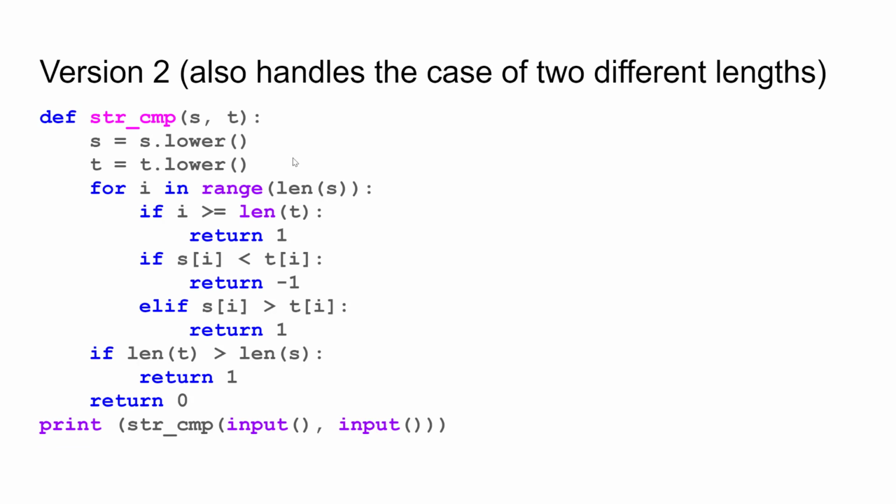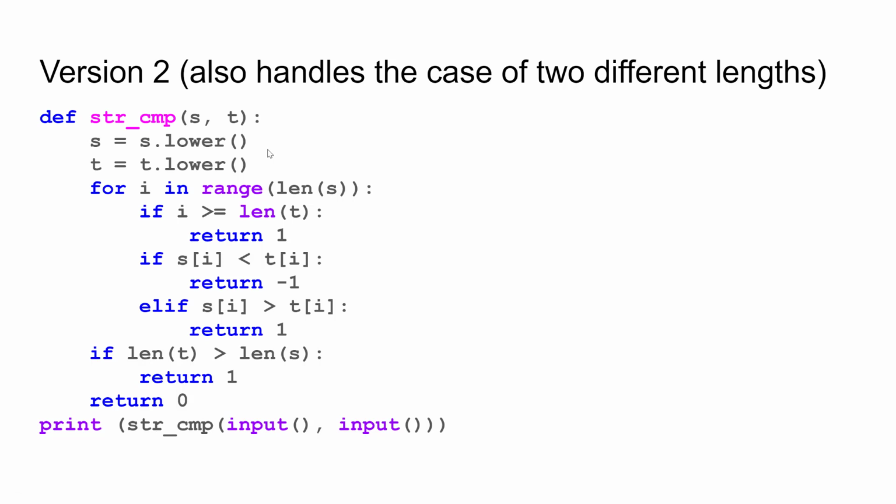Now I want to show another version of the code which also handles the case that the two strings are of different lengths. In order to do that, I defined a function called string compare that takes two arguments, S and T. It will return -1, 0 or 1 based on the specification. Once I have the function, the main body of my code has just one line. I read in the two strings and then I compare them.